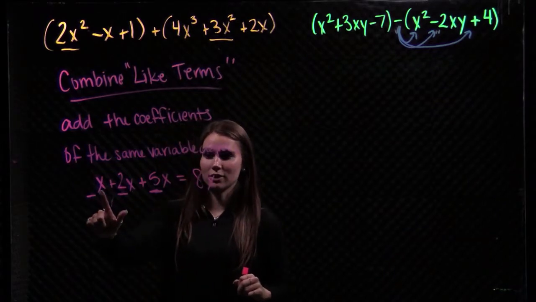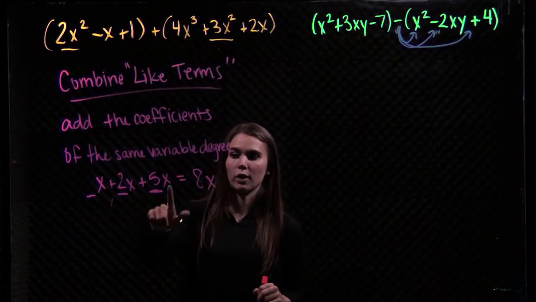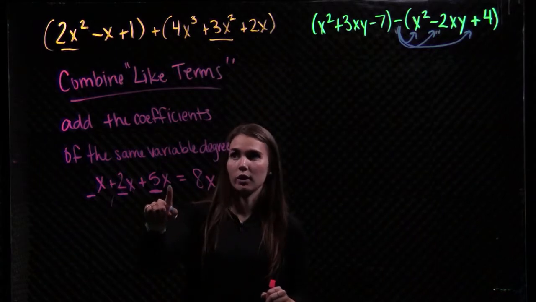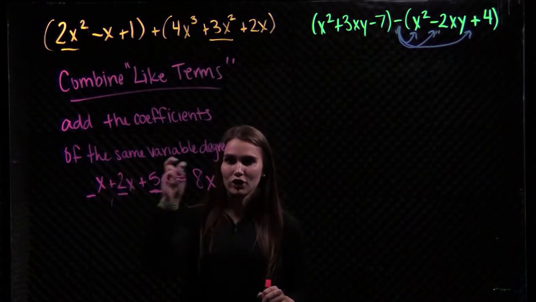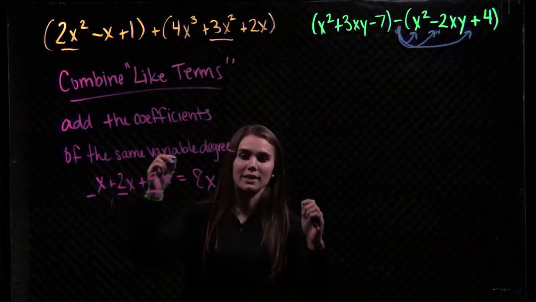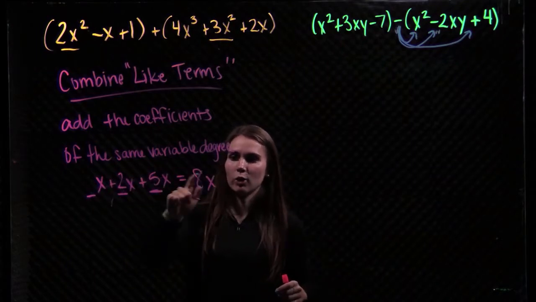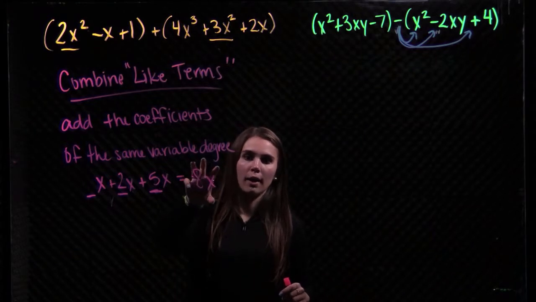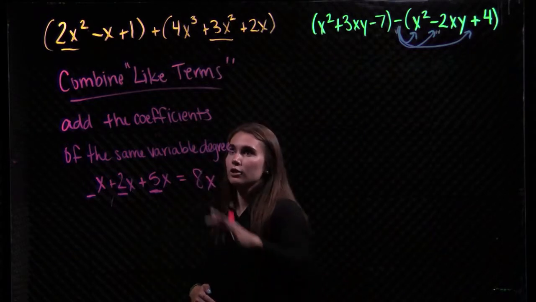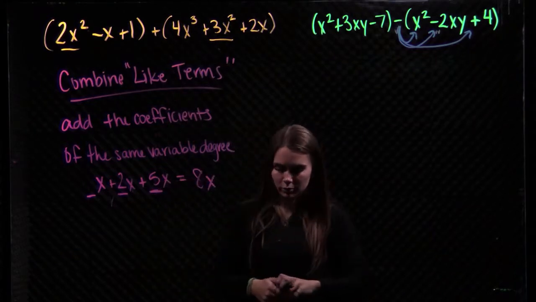So this variable has a degree of 1, this variable has a degree of 1, this variable has a degree of 1. So we combined the like terms, or the ones that have the variable with the same degree, and we added their coefficients together to get our combined simplified form. So that's what we're doing when we're combining like terms.